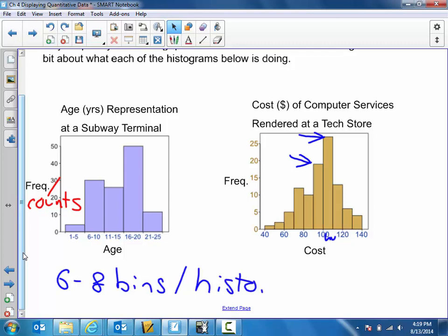Let's see, anything else on that? Let me look at my notes real quick.